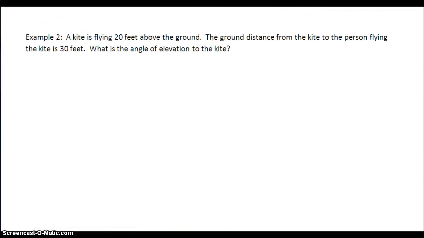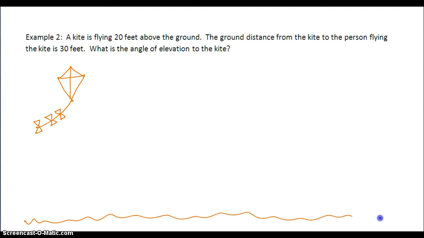Let's look at example 2. A kite is flying 20 feet above the ground. So I'm going to draw my kite, with its little tail. 20 feet above the ground. Well, here's the ground. So 20 feet above the ground is going to be the distance straight down, creating my 90-degree angle with the ground. So this is 20 feet.